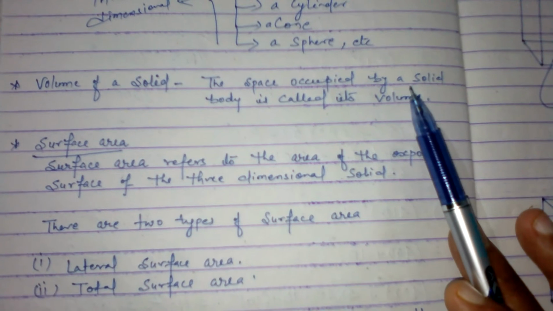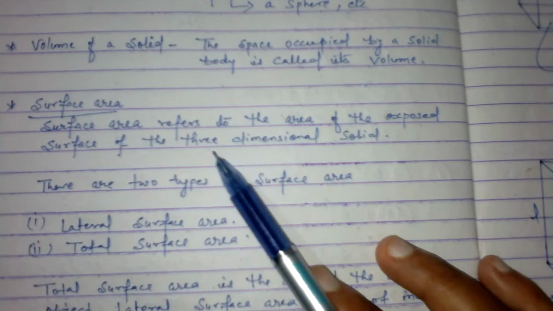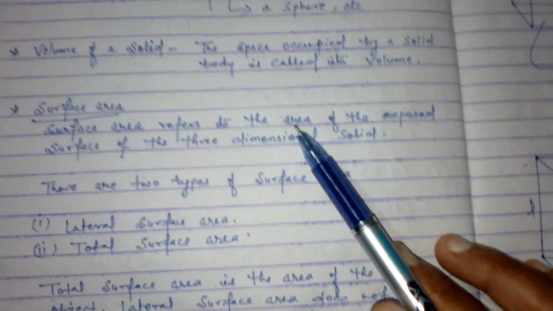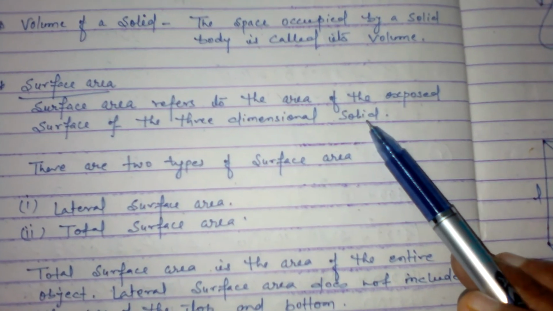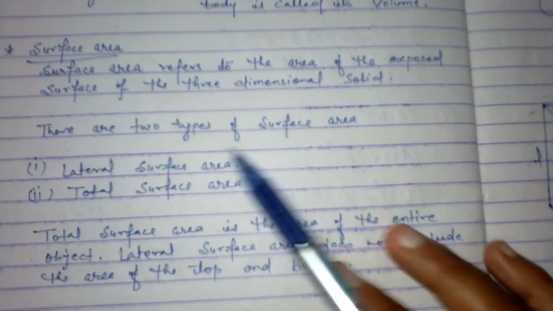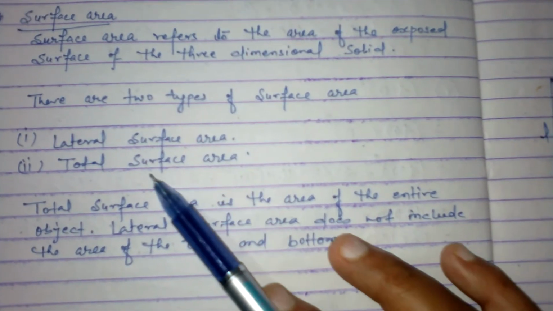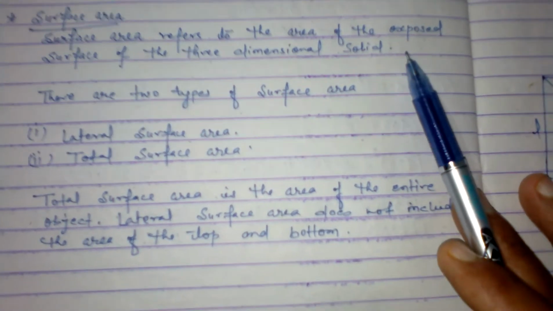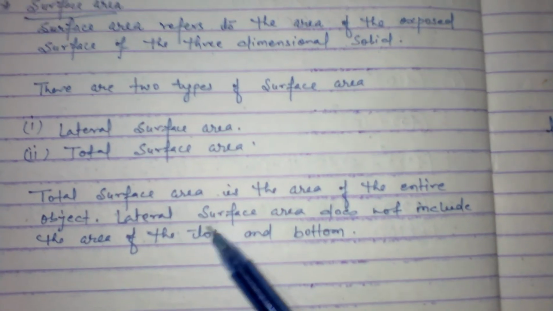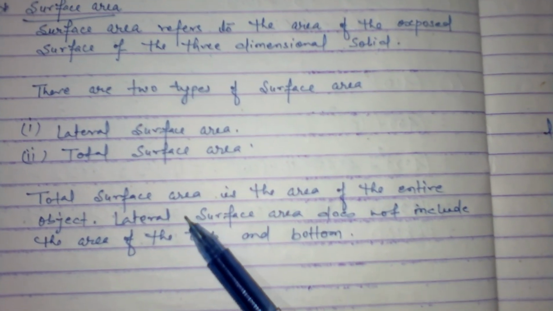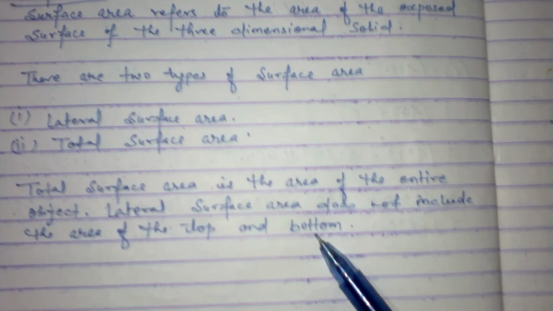After that, surface area. What is surface area? Surface area refers to the area of the exposed surface of the three-dimensional solid. There are two types of surface area: first, lateral surface area, and second, total surface area. Total surface area is the area of the entire object, whereas lateral surface area does not include the area of the top and bottom.